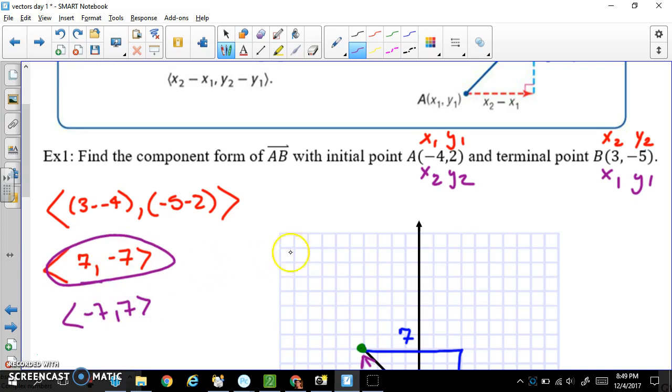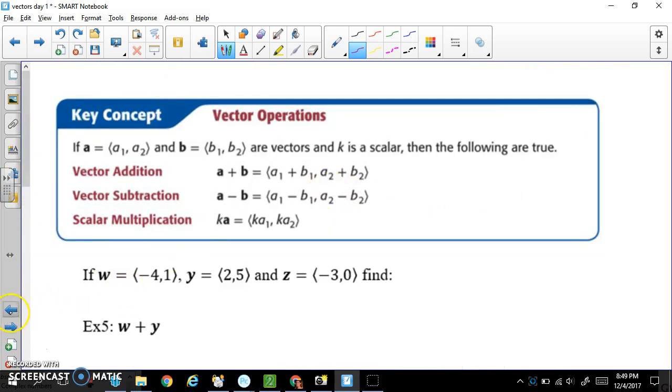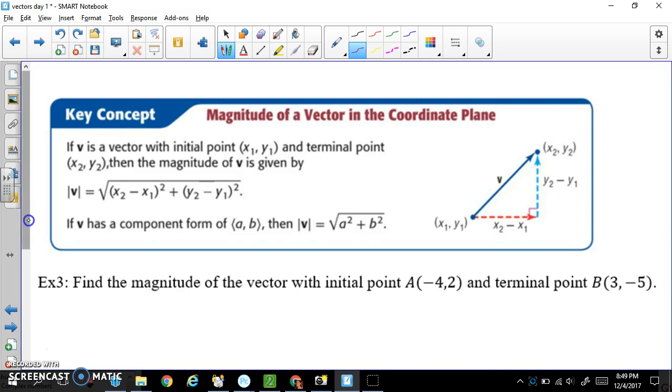This is what I need. So I need to make sure I go in the correct direction. So I need to pay attention to what the initial point is and what the terminal point is. All right, so I'm going to do magnitude.